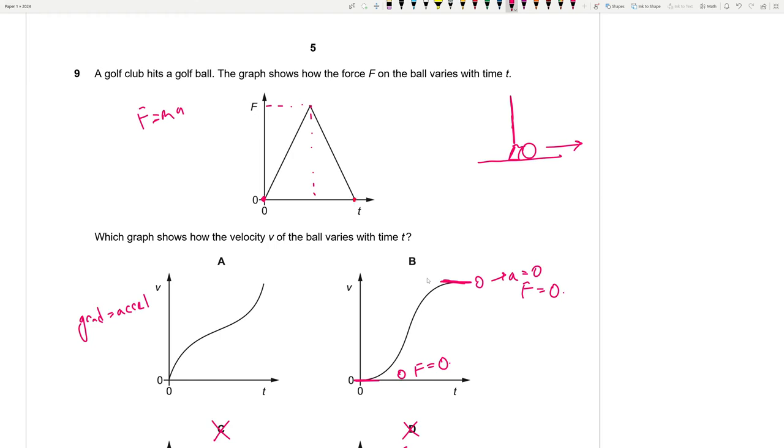At these 2 points the force is 0, which is why the answer is B. Because in A, what's wrong is that at time 0 they're showing that there is a gradient, so there should be an acceleration, so there should be force, but at time 0 we know that the force is 0. That is exactly why B is the correct answer, because it shows that at time 0 and at the end time the gradient is 0, so that means that force is also 0.